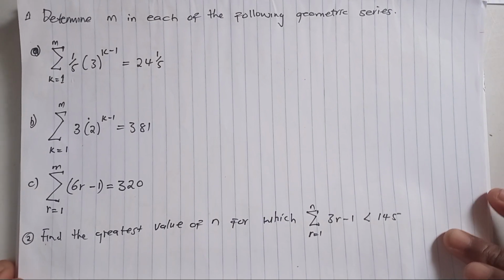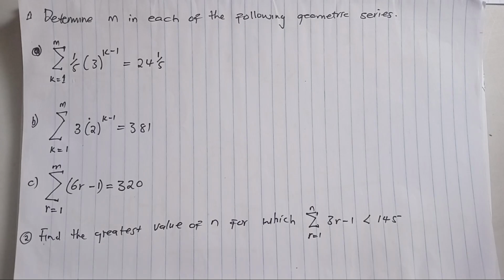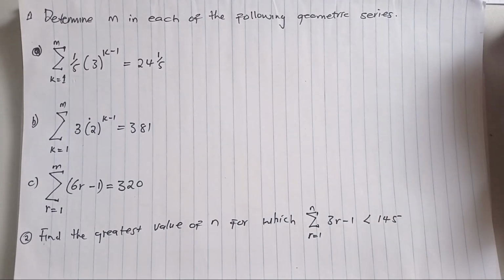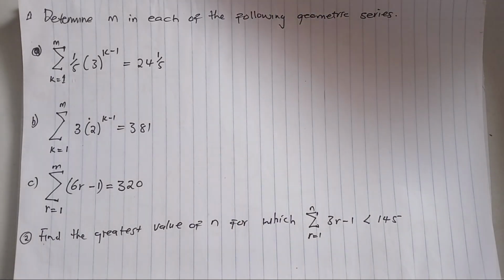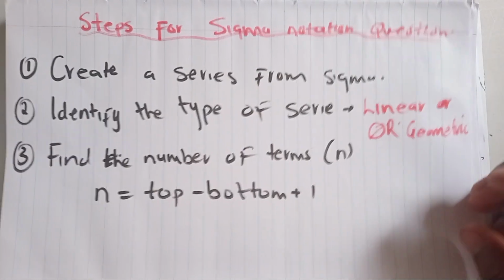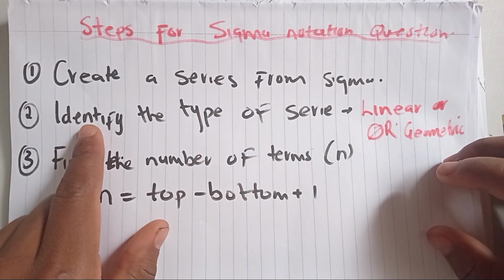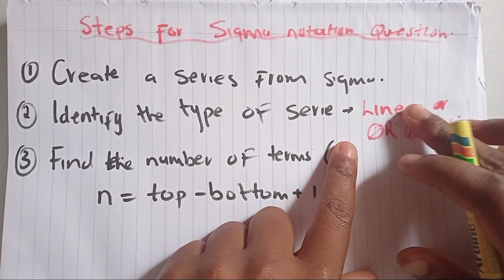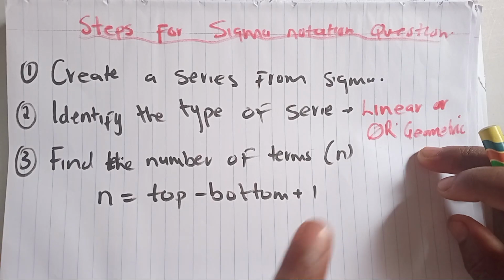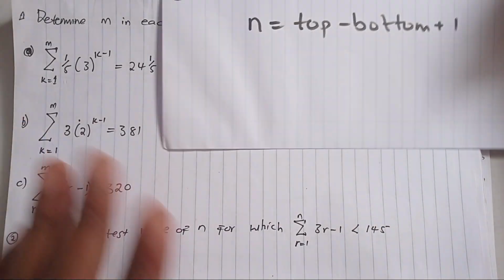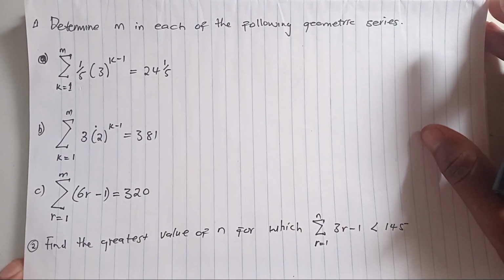Okay, so we are going to be working out the answers for this sigma notation as I promised in the previous video. Guys, remember the steps that you have to follow when dealing with sigma notation questions. First, you have to create a series from the sigma. You have to identify the type of series that you have, it can either be linear or geometric. You have to find the number of terms, which is n. We are going to work on these exercises following these steps so that you can see what we can accomplish. Okay, so now we have the first question.